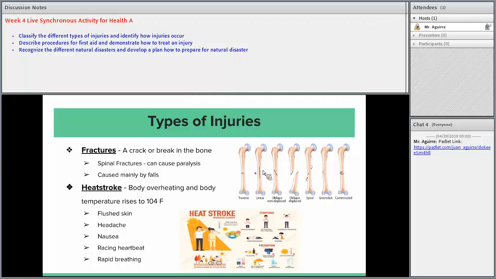Then you've got linear, going up and down, vertical. Sorry, horizontal is the transverse. Linear is vertical, goes straight up and down, parallel to the bone's long axis. Then you have oblique fractures. There's oblique displaced and oblique non-displaced, where it doesn't break completely. Then there's displaced, where it's broken and not attached.